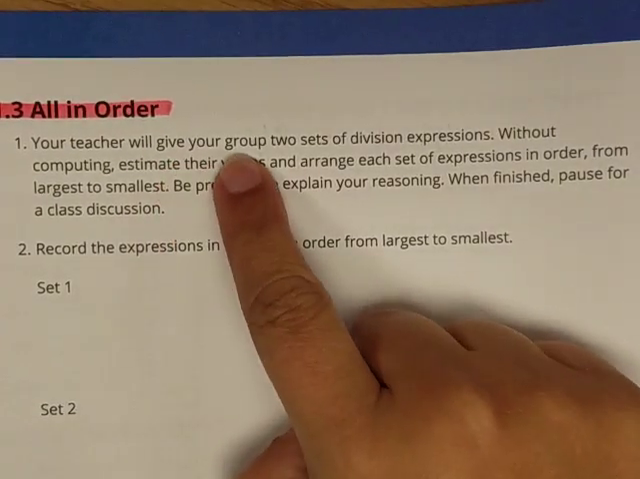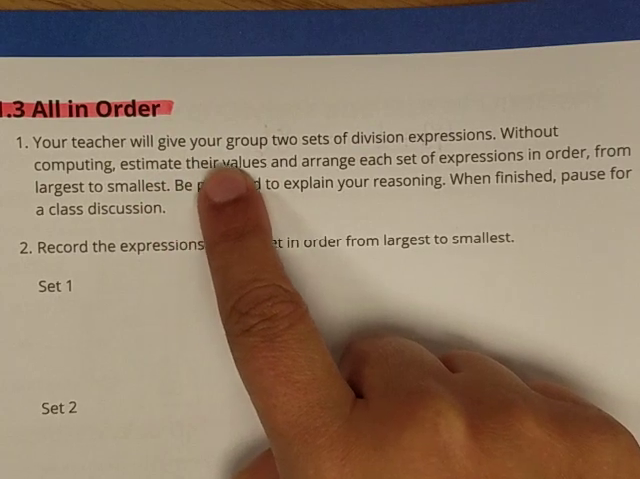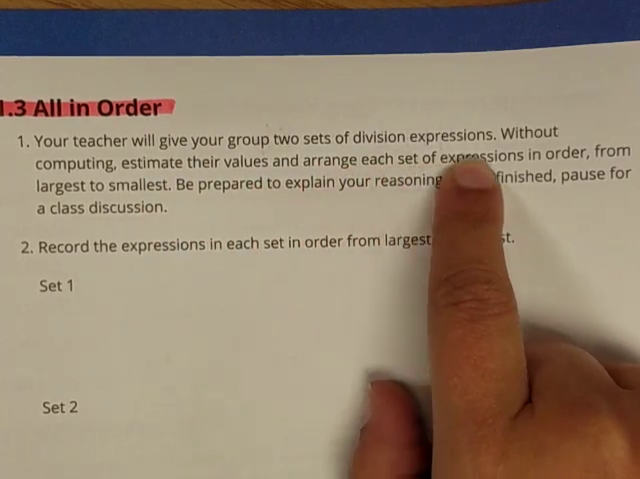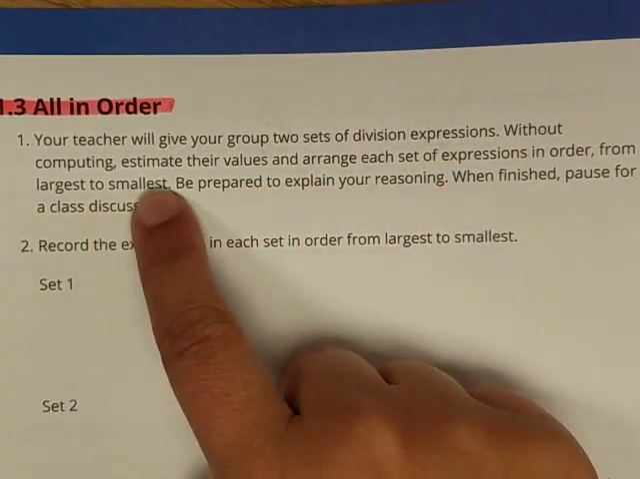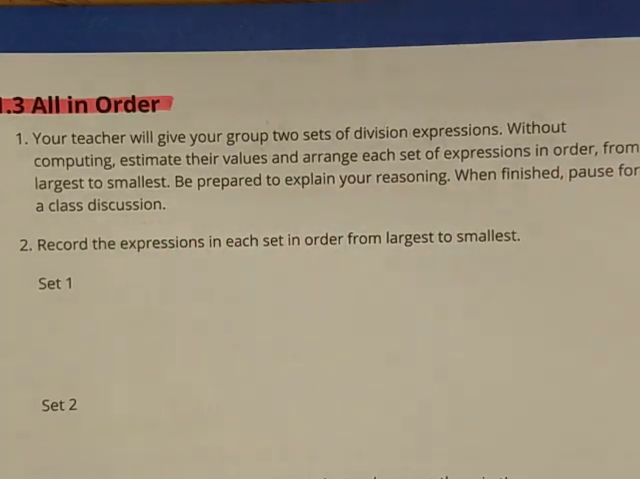So your teacher will give your group 2 sets of division expressions. Without computing, estimate their values, and arrange each set of expressions in order from largest to smallest. Be prepared to explain your reasoning. When finished, pause for a class discussion.